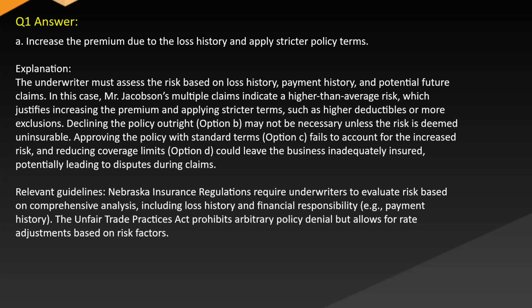In this case, Mr. Jacobson's multiple claims indicate higher than average risk, which justifies increasing the premium and applying stricter terms, such as higher deductibles or more exclusions. Declining the policy outright, option B, may not be necessary unless the risk is deemed uninsurable. Approving the policy with standard terms, option C, fails to account for the increased risk, and reducing coverage limits, option D, could leave the business inadequately insured, potentially leading to disputes during claims.